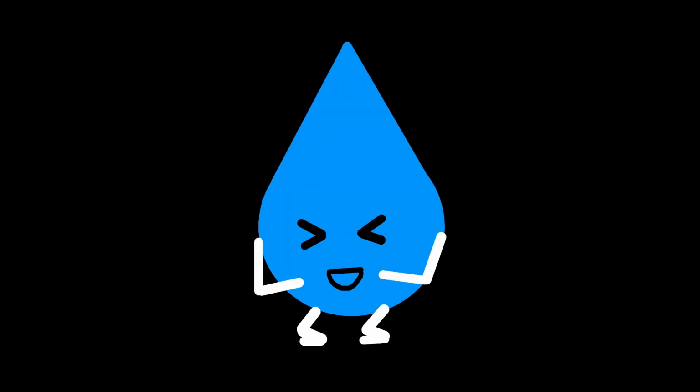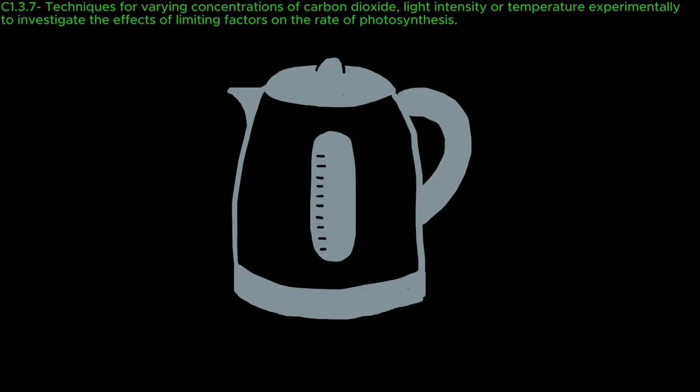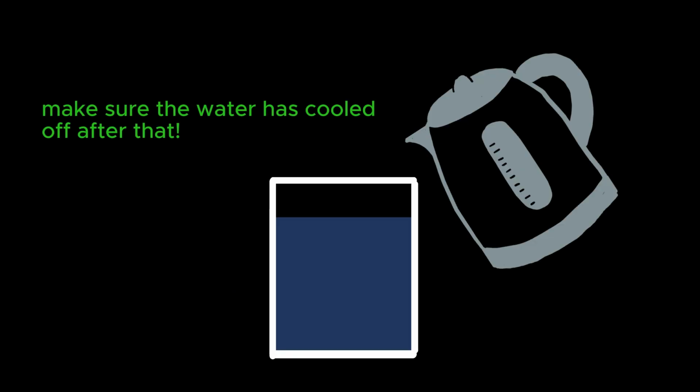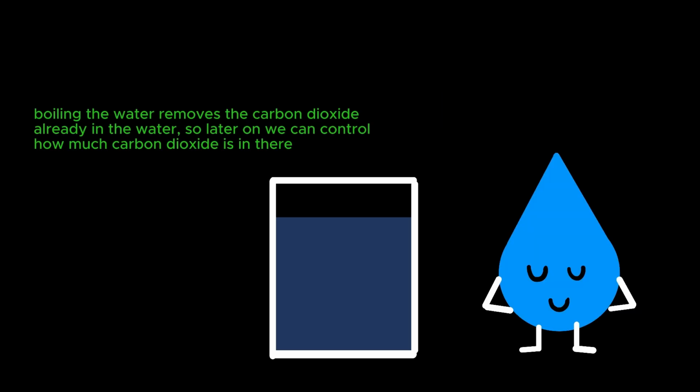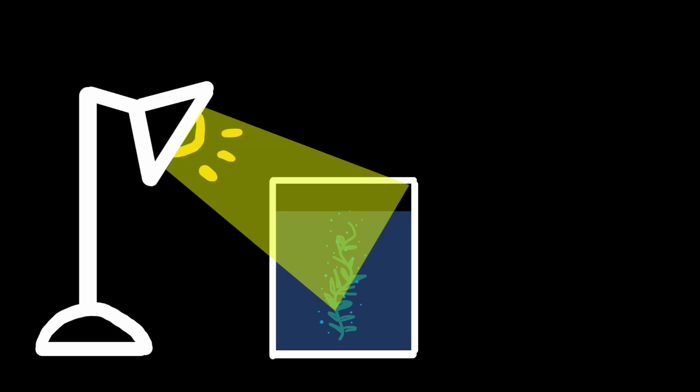Great! Let's set up everything like how it was before. Put some water that has been previously boiled into a beaker. This makes sure that there isn't carbon dioxide in the water. Cut a bit of the plant and put it into the beaker. Add some sodium hydrogen carbonate. And put the lamp where it was. Yay! Everything is like how it was before.